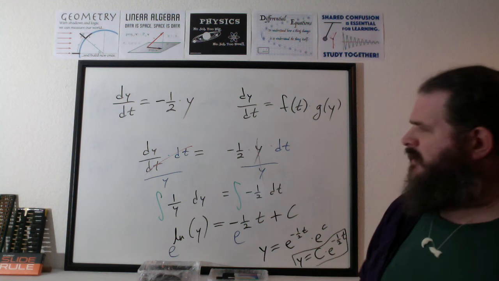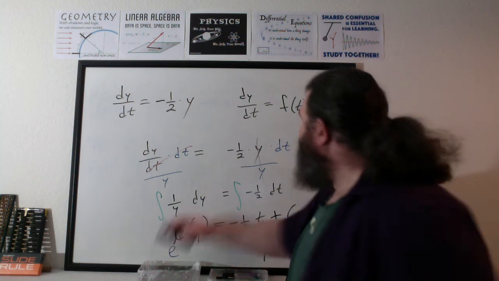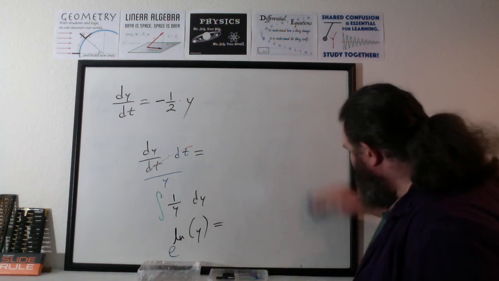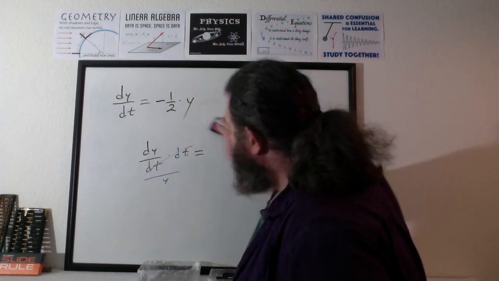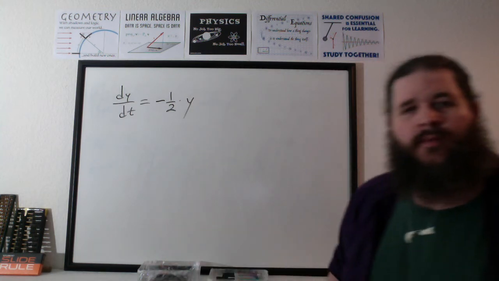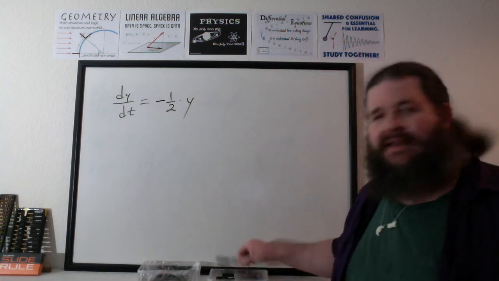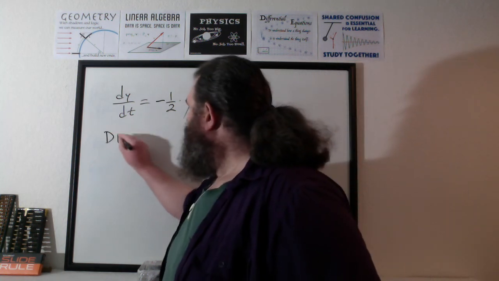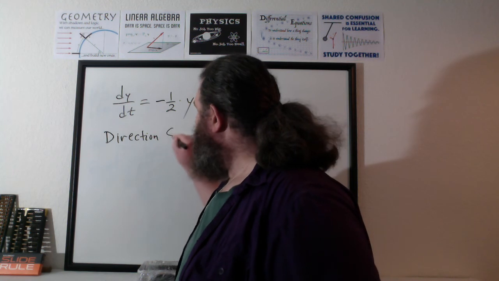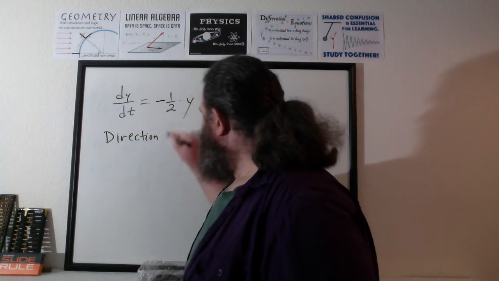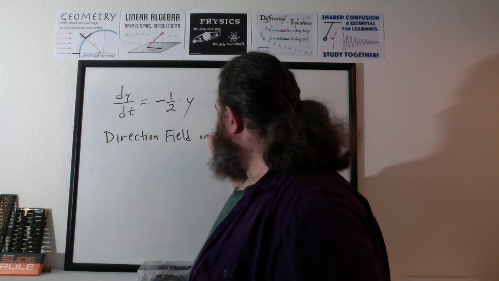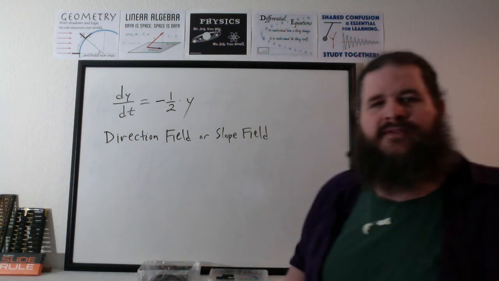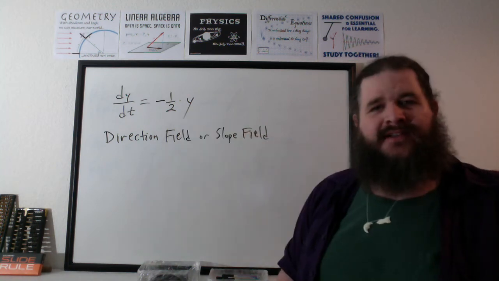One other method, more of a visual or graphical method I'd like to investigate, is called a direction field. A direction field doesn't give you the exact answer like these analytical approaches do, but it's a very useful way of visualizing what's going on and getting an idea of what the solution should look like, even if it can't be solved directly. So a direction field, or sometimes called a slope field, is essentially just a way of visualizing or drawing the differential equation itself.